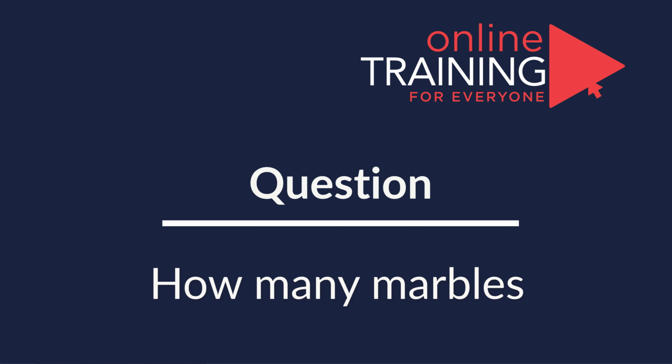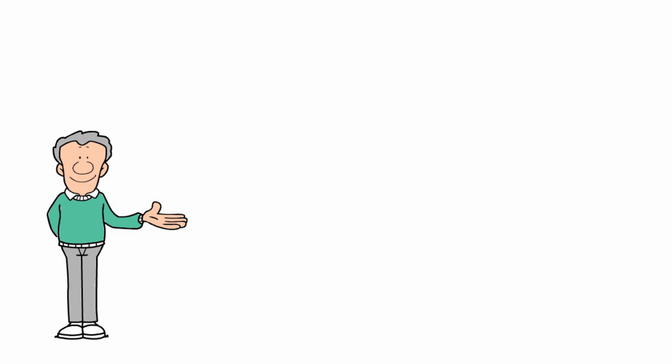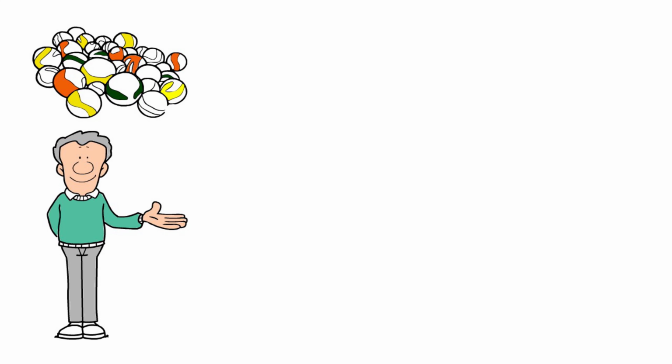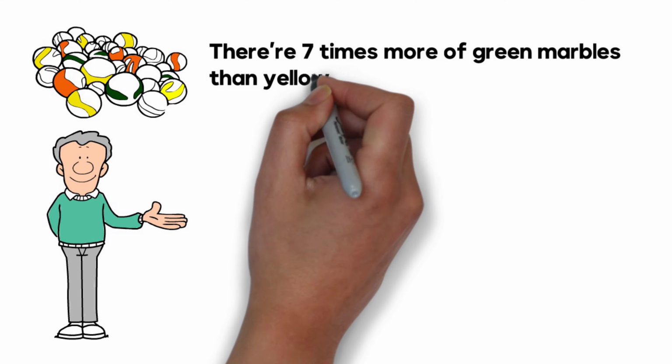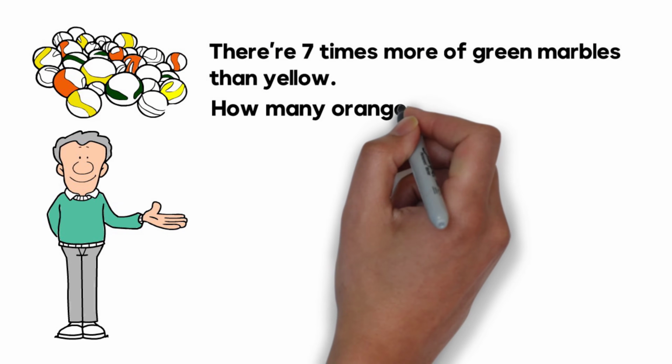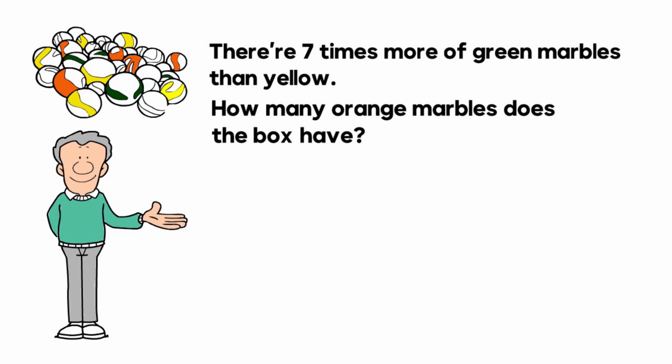Here's the cool problem, which is easy to understand but might be a little tricky to solve. The box has 15 marbles of green, yellow, and orange colors. There are 7 times more of green marbles than yellow. How many orange marbles does the box have?